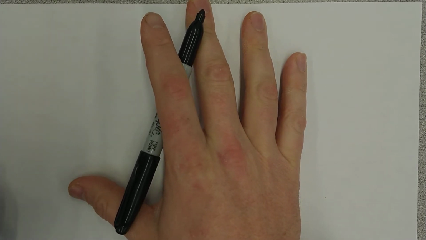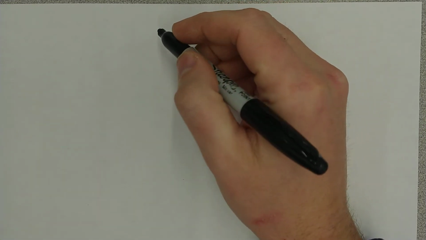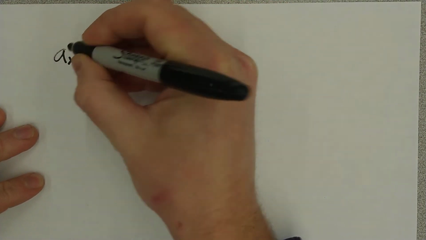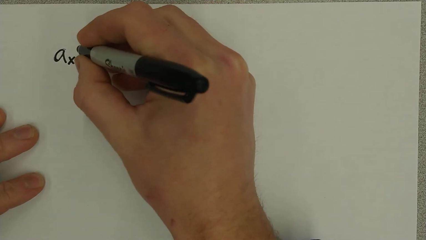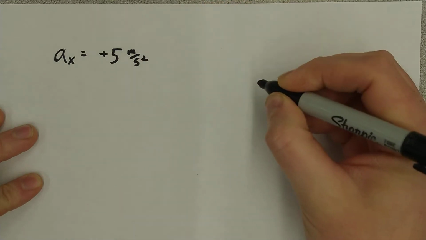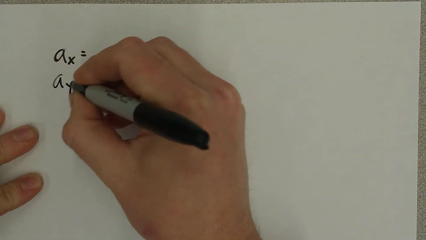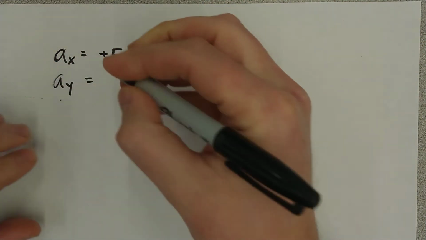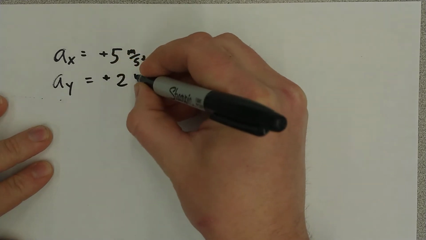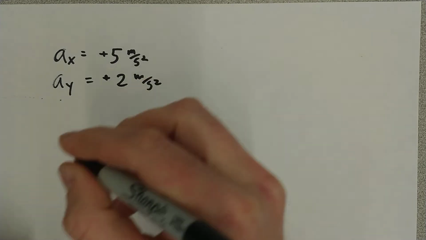So let's do it in terms of acceleration, okay? Let's say something has an acceleration in the x direction of positive 5 meters per second squared, and an acceleration in the y direction of positive 2 meters per second squared. So accelerating to the right and up.